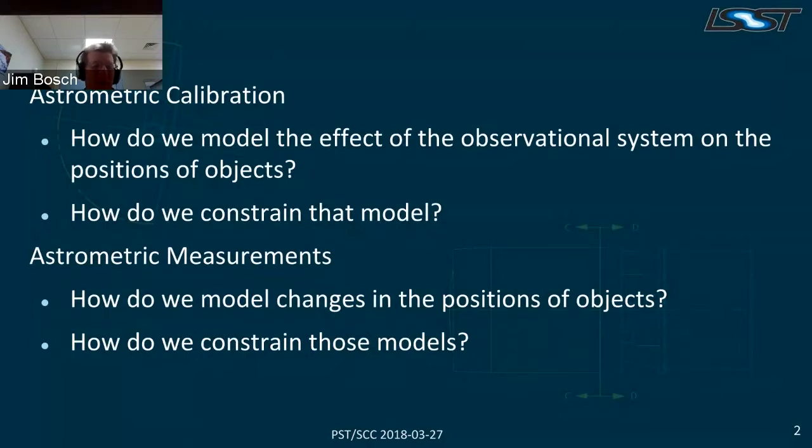After that, in the second half, I'll talk about astrometric measurements, which is essentially how we model changes in the positions of objects. What do the actual motions look like from an astrophysical sense, or something a little bit closer to an astrophysical sense, and how we constrain those models. And obviously, constraining those models will have to take into account somehow those astrometric calibration models that we had before.